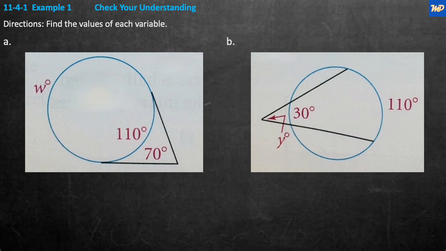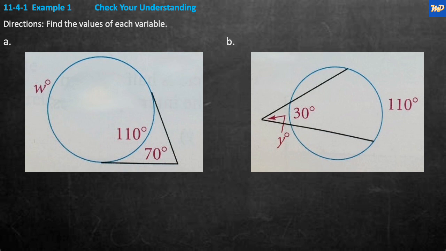Example 1, check your understanding. Find the values of each variable, and the variables they want in A is W and in B is Y. So you go ahead and stop the video and try these out, and when you come back, we'll take a look at it. Okay, so I'm assuming you stopped it, you've worked them, and you're back. So let's move on and give these a shot.